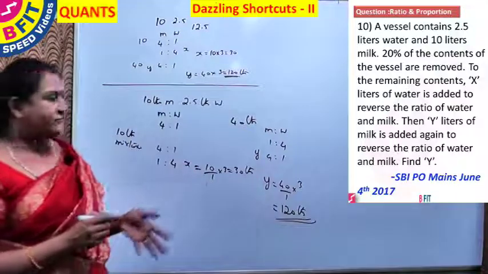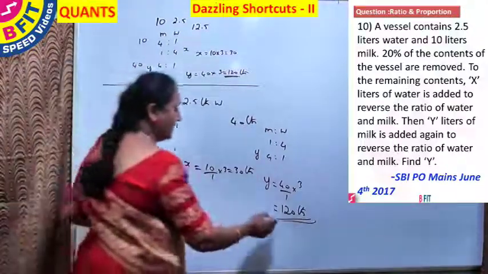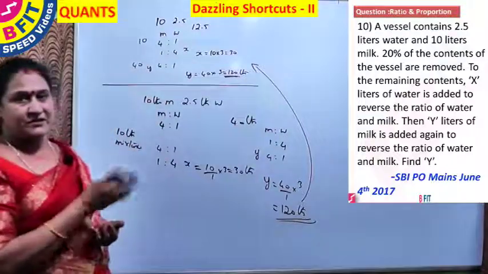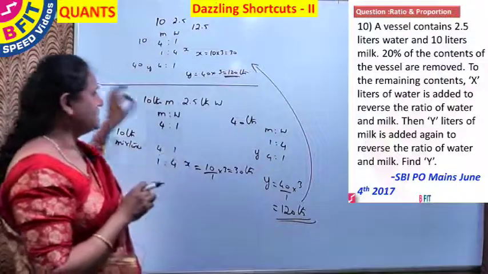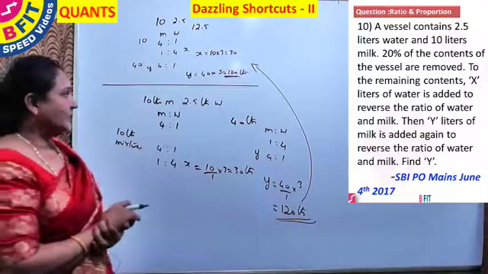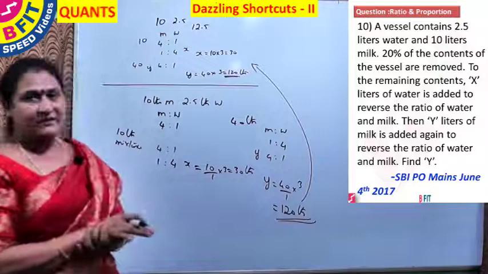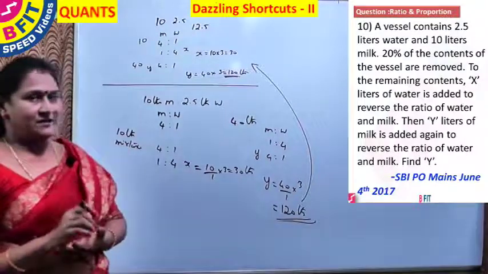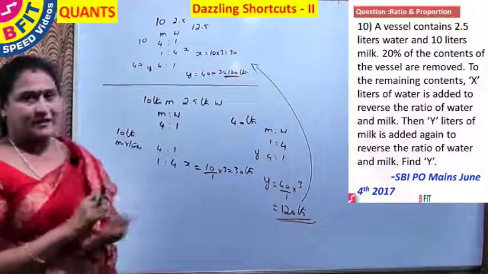Now you can see friends, this is what I have done. Seeing this reverse ratio concept, just applying this shortcut, I got the answer in 2 steps. Now whenever the ratios are reversed, don't forget to use this shortcut and you can get the answers quickly. So I'll repeat this process again.